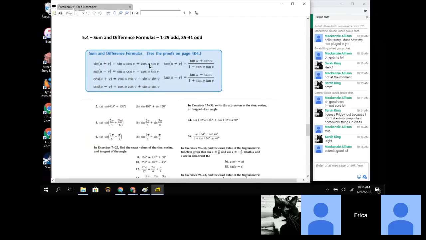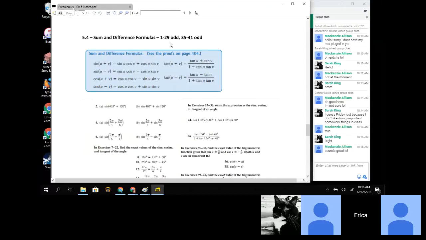So remember, these were called the sum and difference formulas. The first thing that I want to do is chop off 35 through 41, so you only have to go 1 through 29 odd. That's an important thing to note.